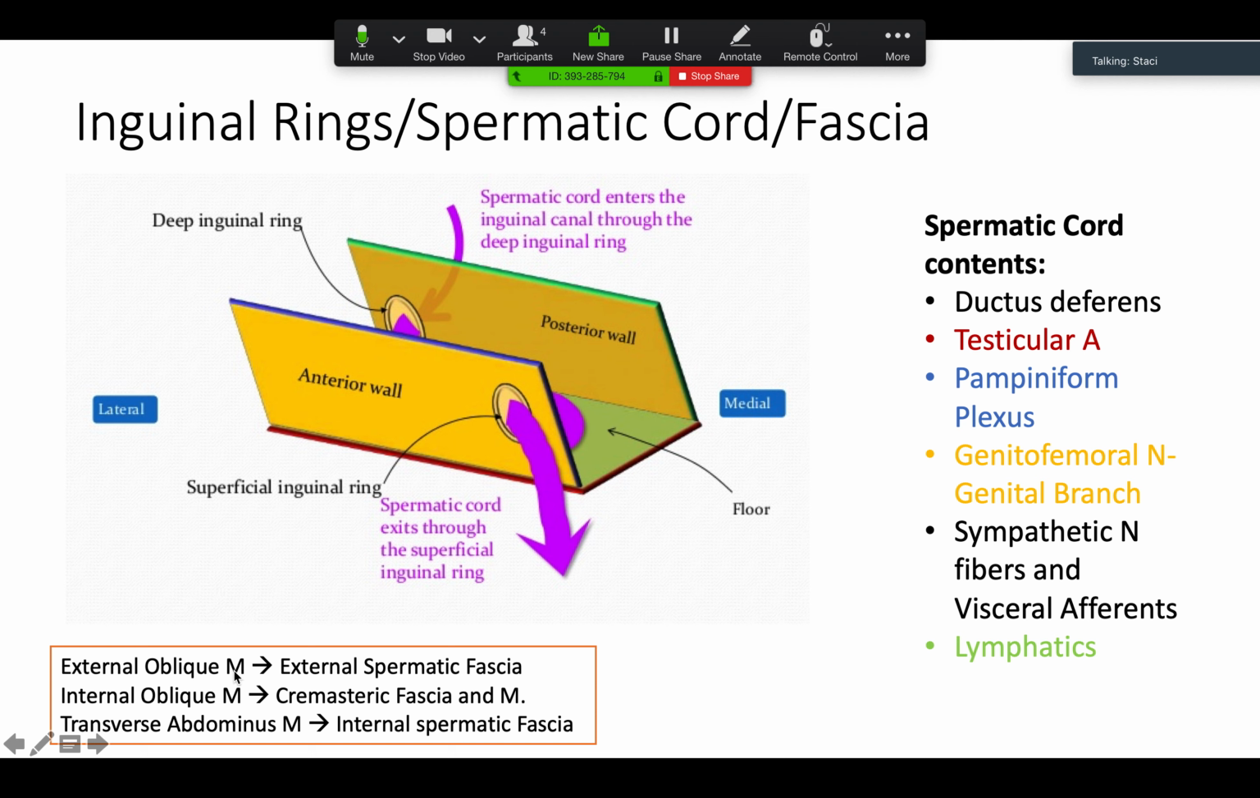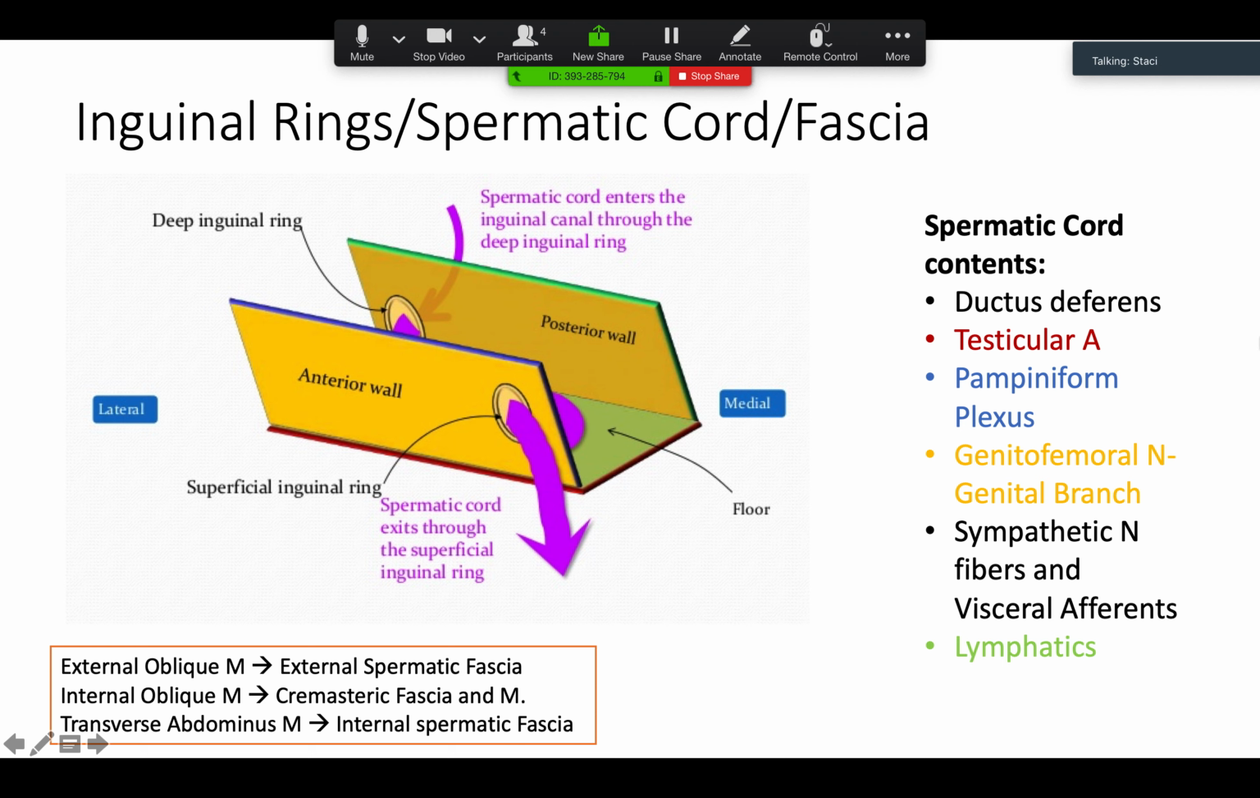So the external oblique muscle becomes the external spermatic fascia, which is easy. They're both external. But then we have to think, okay, another layer back is going to be the internal oblique muscle. But that's not going to be the internal spermatic fascia. So that seems confusing, so they could ask you a question because they want to make sure that you know the difference. So the internal oblique becomes the cremaster fascia and muscle. And then the transverse abdominis, we remember that's the innermost abdominal muscle. That one's going to become the internal spermatic fascia.